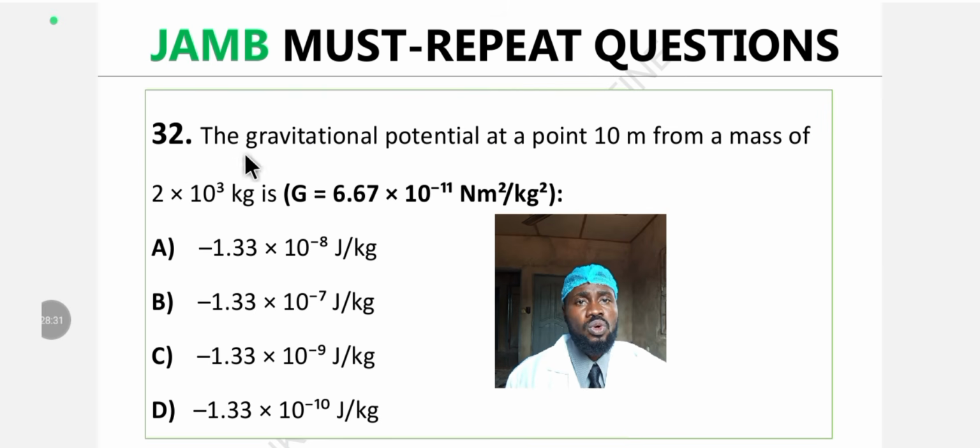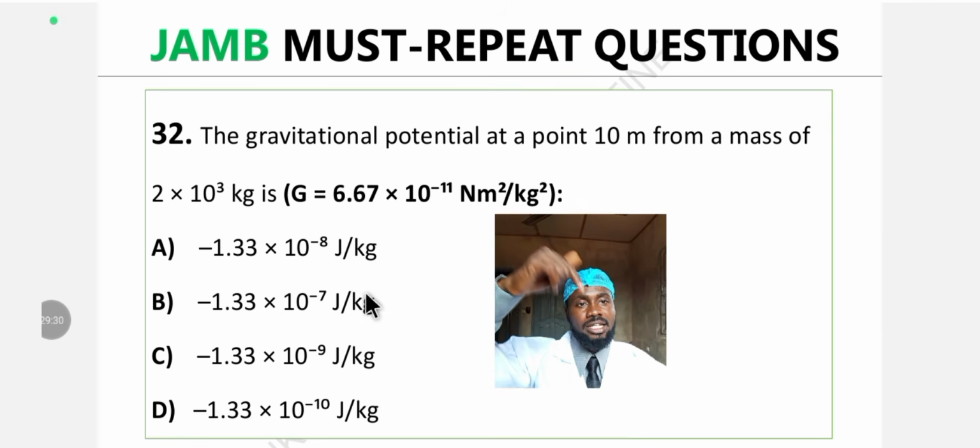Question 32. The gravitational potential at a point 10 meters from a mass of 2 times 10 raised to the power 3 kilograms is what? Take G as 6.67 times 10 raised to the power minus 11 newton meter squared per kilogram squared. Option A, minus 1.33 times 10 raised to the power minus 8. Option B, minus 1.33 times 10 raised to the power 7. Option C, minus 1.33 times 10 raised to the power 9. Option D, minus 1.33 times 10 raised to the power minus 10. All options in joule per kilogram. Drop the answer in the comment section.